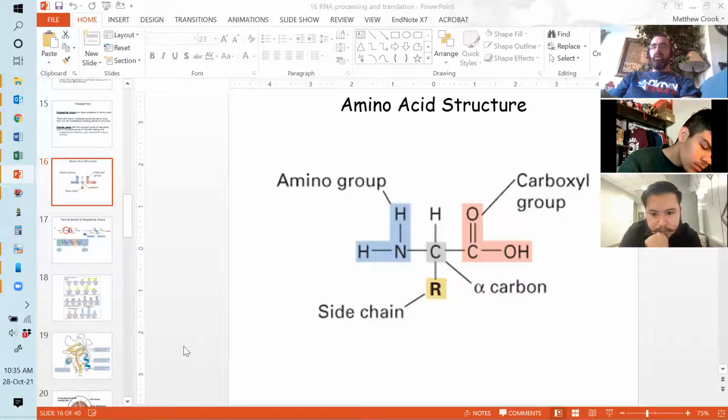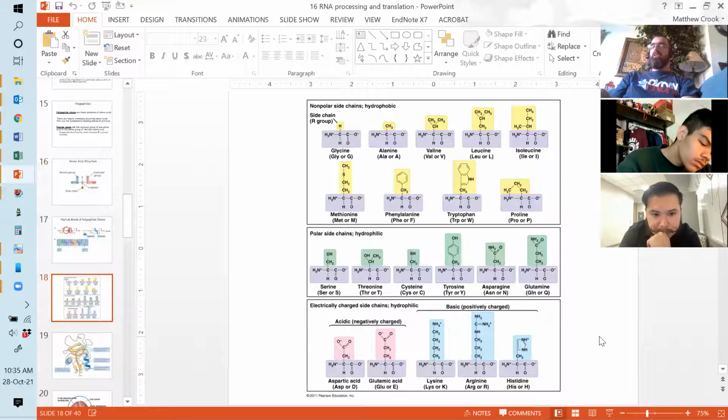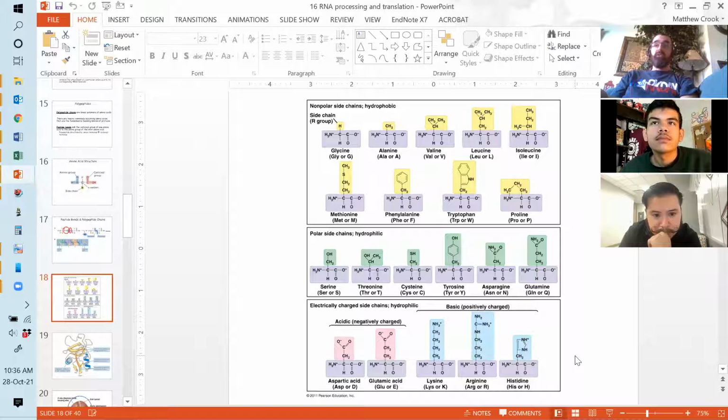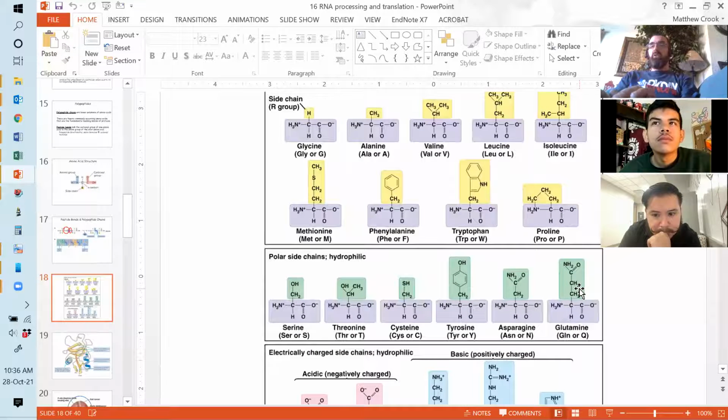Now the R groups, and we'll get back to polypeptide in a little bit. The R groups are what make the amino acids different. It's what gives amino acids their properties, and what makes them different from one another. And these properties are utterly critical to the function and shape of a protein. And in proteins, shape equals function, typically. Right, so you can have a bunch of different properties.